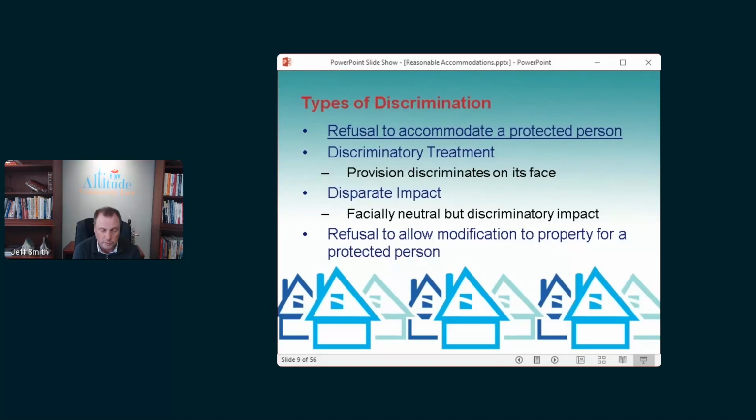Typically those loud noises would be coming from children at 4 to 6 after school, before dinner. And so that might have a discriminatory impact on the children, even though it looks facially neutral. So that could still be a type of discrimination. Obviously, refusal to allow a modification to a property for a protected person. That's what we're basically talking about right now, both accommodations and modifications. And I apologize for talking fast, but there's a ton of slides to get through.